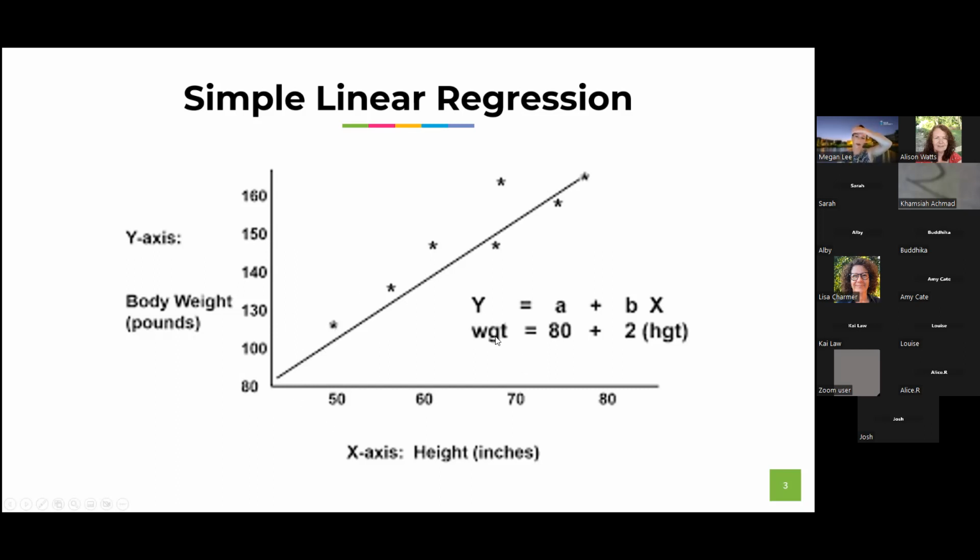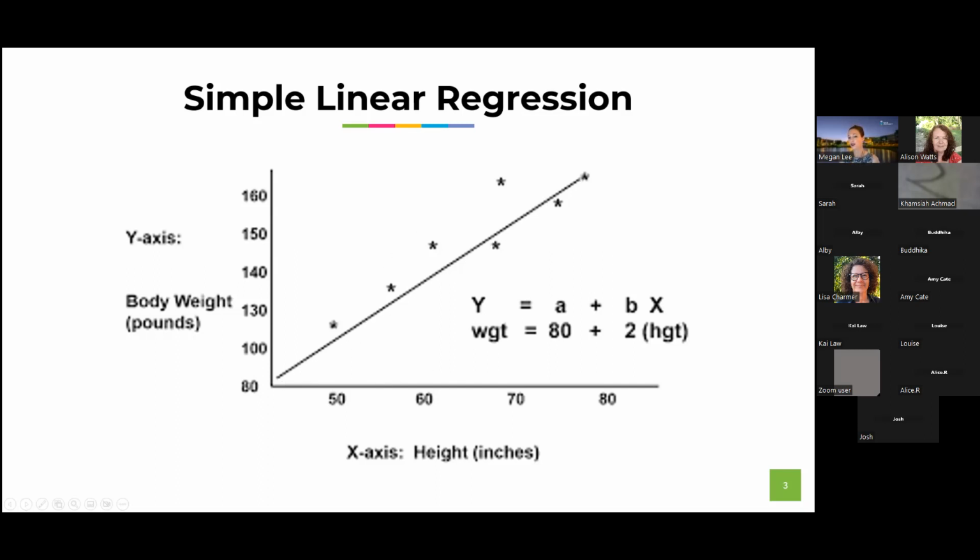Now, y equals a plus bx. If we take a, which is the intercept, which is here, where the regression line, which we talked about last week in correlations, intercepts the graph here. And we take b, which is 2. What that means is as body weight on average goes up in the data set across the 7 participants, as it goes up by 2, height will increase by 2 on average. And that creates the slope of this line.